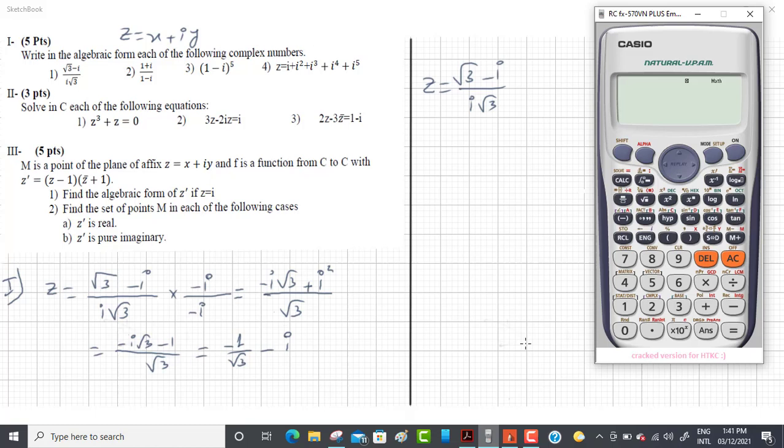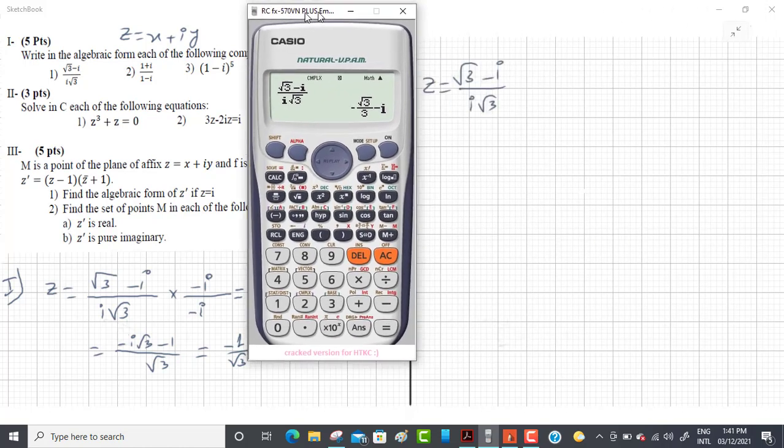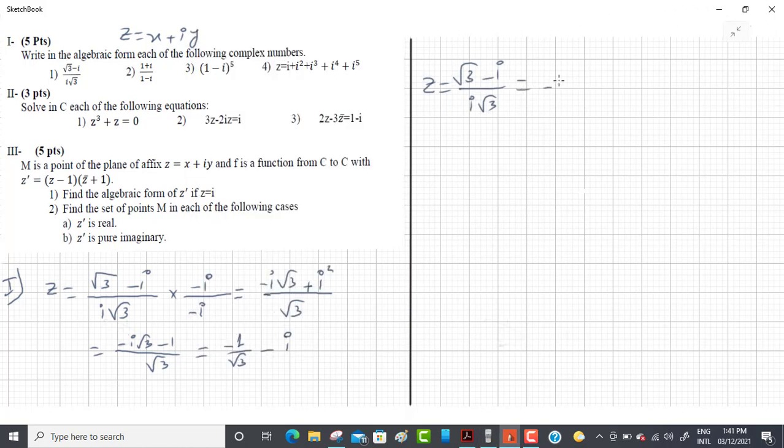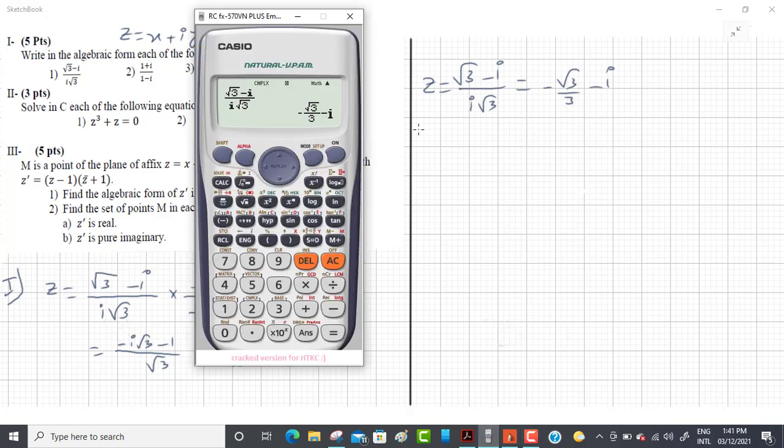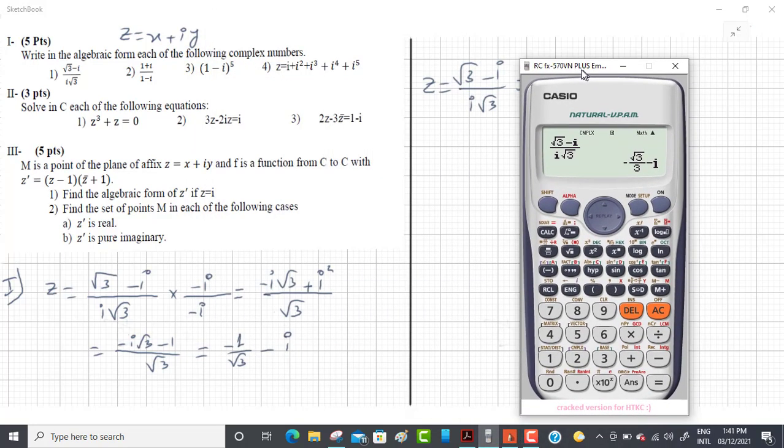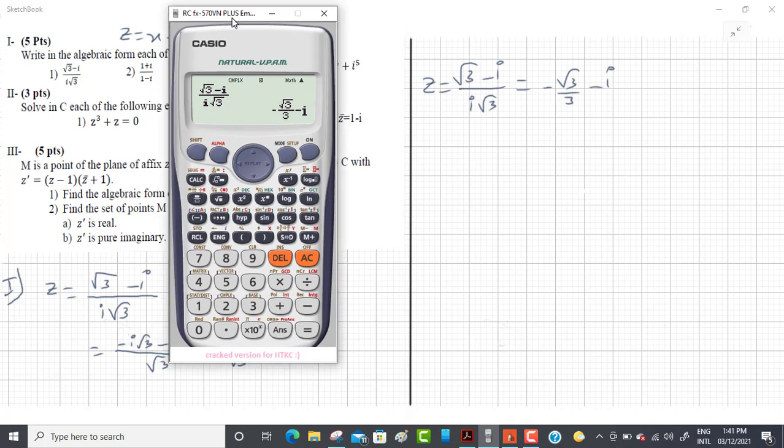I can write it on the calculator: mode, complex, I put a fraction, radical 3 minus i over i radical 3, and I can get the answer. It's minus radical 3 over 3 minus i. It's the same answer, only they rationalized 1 over radical 3. I kept it as minus 1 over radical 3.